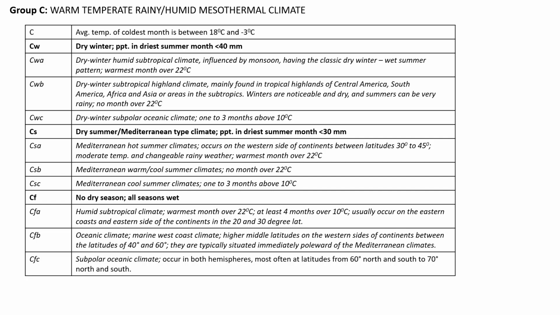To understand which temperature range is for group C, we have to understand that the average temperature of the coldest month is between 18 degrees Celsius and minus 3 degrees Celsius. So basically now we are going towards the temperate latitudes, the higher latitudes, the warm temperate latitudes, which are warmer and have a substantial amount of rainfall.